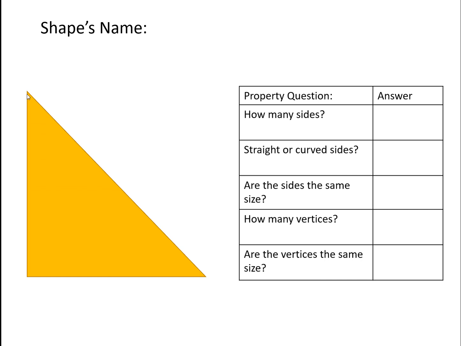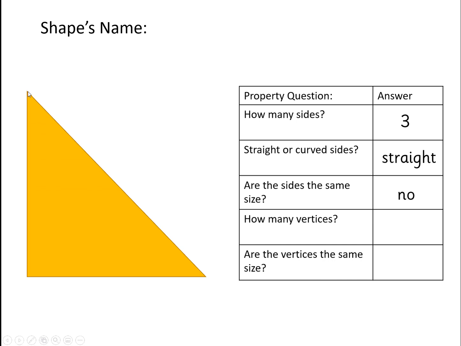Okay, so how many sides has this got? It's got 1, 2, 3. Straight or curved sides? Still straight. Are the sides the same length? No, they're not. This is a right angle triangle, so they're not.